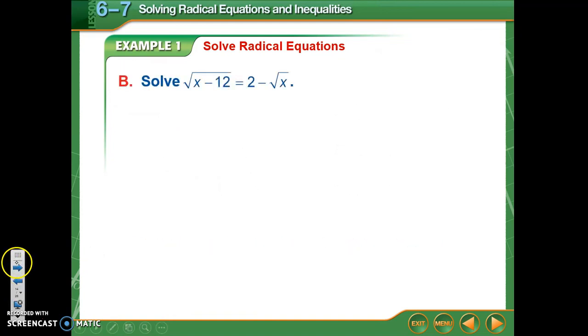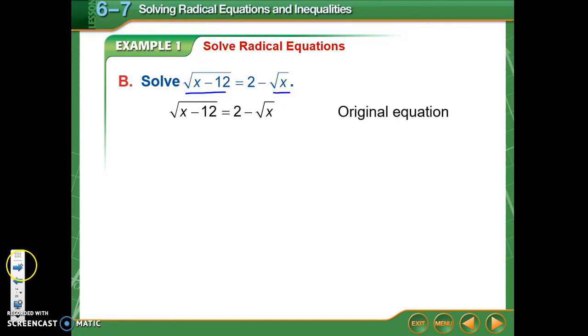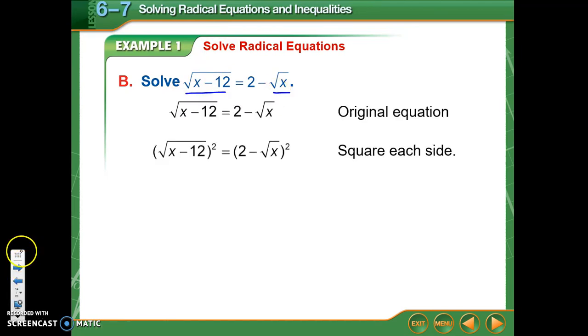All right, let's try this one. Notice this one's a little different because I have a radical on both sides of the equation. So here's my original equation. And normally we would say, okay, we're going to isolate the radical, but in this case, I have two radicals. So I just want to make sure that at least on one side of my equation, I have a radical by itself, which I do here on the left side. On this side, there's nothing outside of the square root. So I'm going to go ahead and square both sides.